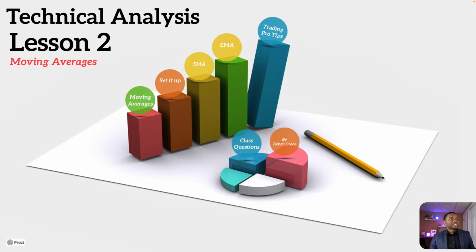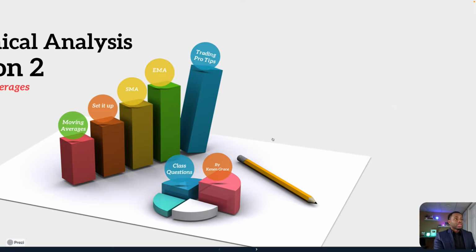We got technical analysis, lesson 2, and what is it about? Moving averages. And you can see where we're going with this, moving averages, and then how to set up your account the same way that I have mine set up. And then we're going to go to simple moving average, and then the green one, EMA. We're going to learn what that is, and then we're going to learn about the trading pro tips, right? So pro tips, how to actually trade with these moving averages. And then when you're done with this, I want you to go to the class question section in the Discord. Let's make it happen. Let's win together, family. You ready?